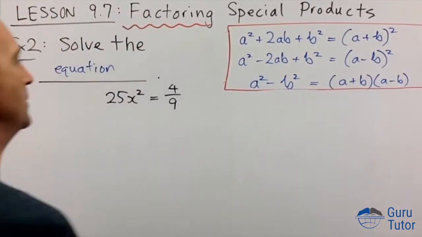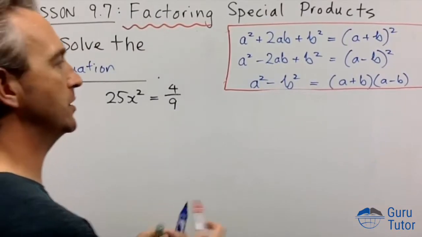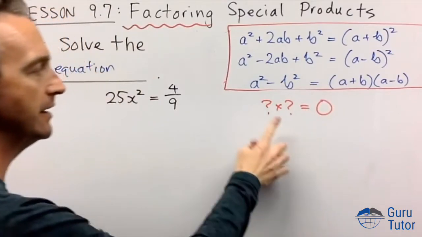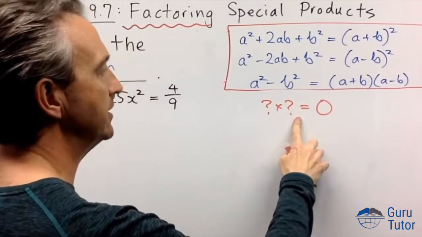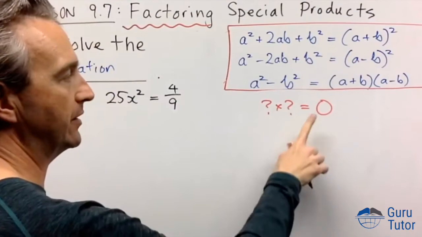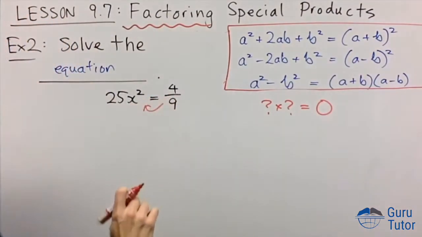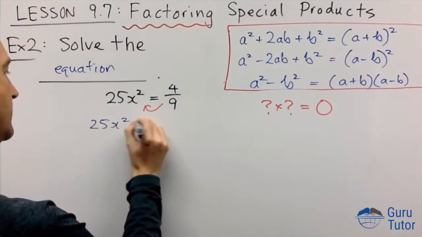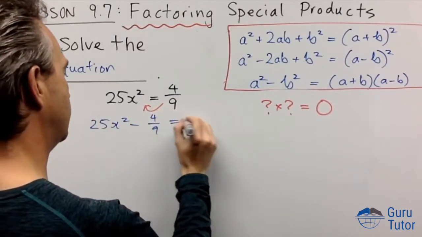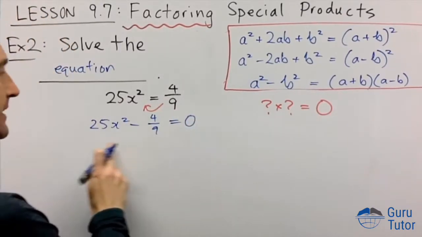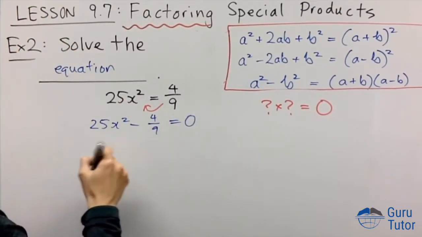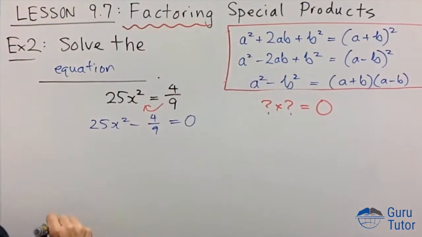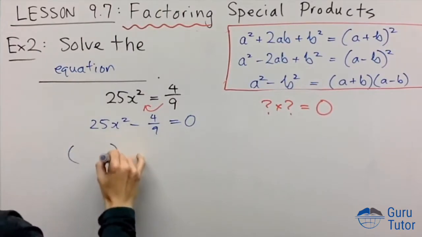So with this one, we're going to use our zero product property again. Something times something equals 0 means this equals 0 or this equals 0. How can we make this look like that? Well, the first thing, we're going to move that over there and get 0 on the right side. 25x squared minus 4 over 9 equals 0. Now can this factor on the left? Does this look like one of these? Yes, it looks like the third one.